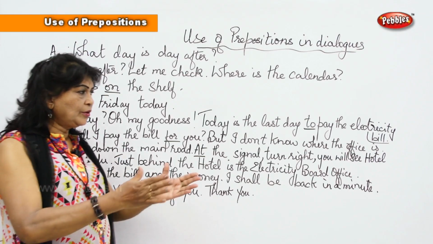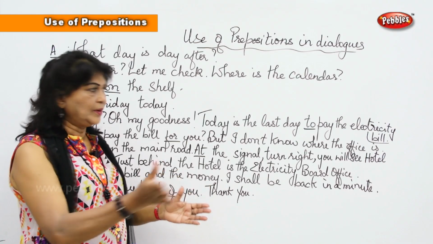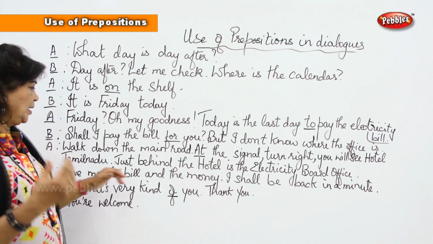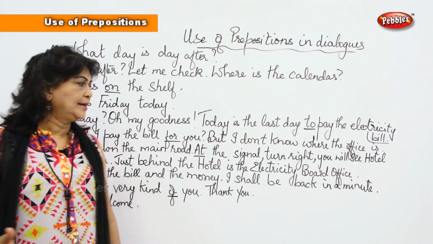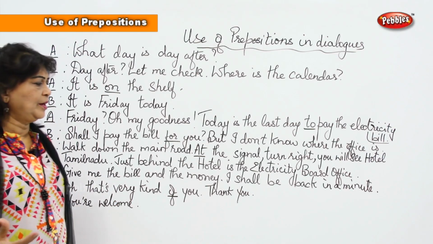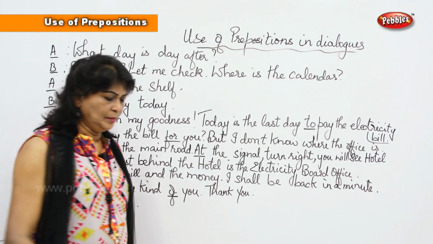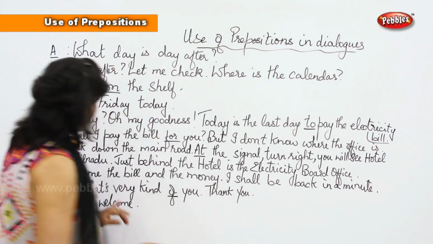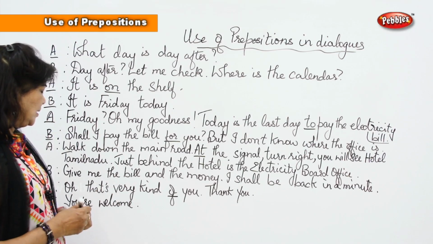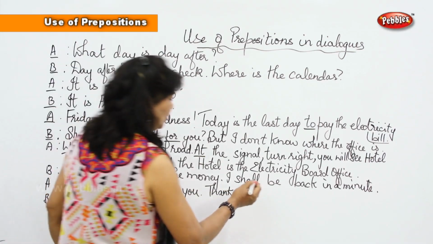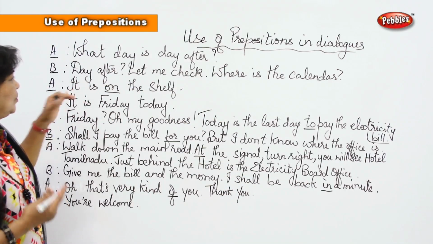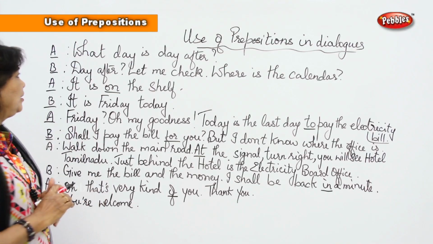Walk down the main road, at the signal turn right, you will see Hotel Tamil Nadu, and just behind the hotel is the electricity board office. And he says, give me the bill and the money, I shall be back in a minute. Immediately he gives the bill and the money, and says, oh thanks, that is very kind of you, thank you. Now, if you see here, a lot of prepositions make the dialogue very meaningful.